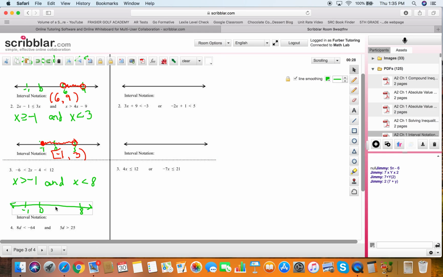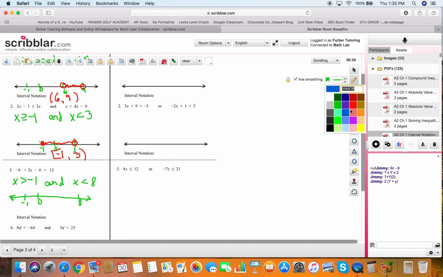Just kind of scoot that. Whoops. Hold on. I didn't want to recognize all of it. There we go. Okay. And so then I'm going to put an open circle at negative 1 and an open circle at 8, and then they meet. So again, the interval notation is going to be both parentheses because they're open circles. And so it's going to be negative 1, 8.